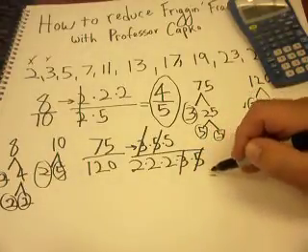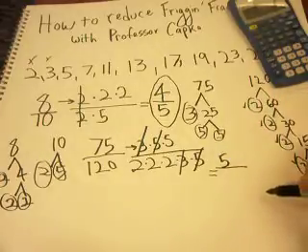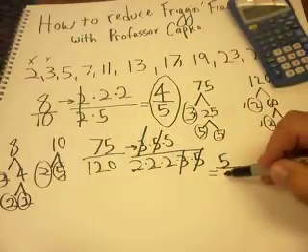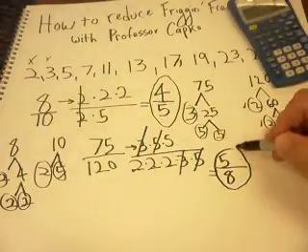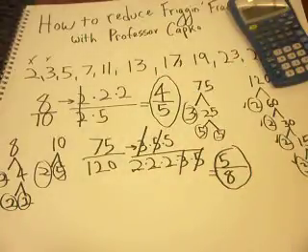So on the top, I've got a 5, and that's a prime number, so I'm pretty confident that won't break down anymore. And on the bottom I've got 2 times 2 is 4, times 2 is 8. So 5/8. I now have found that 75/120 is the same as 5/8. This is as reduced as it'll get.